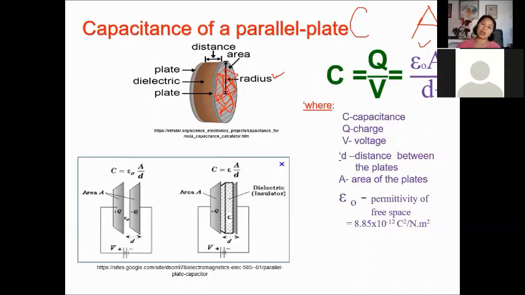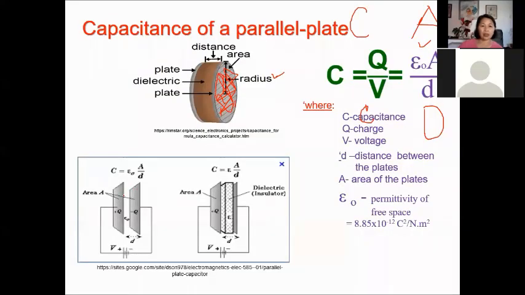If the distance is inversely proportional to C, that is, when D, the distance of separation, is big, that would give us a small value of C. So, that is the relationship of area, distance, and capacitance.